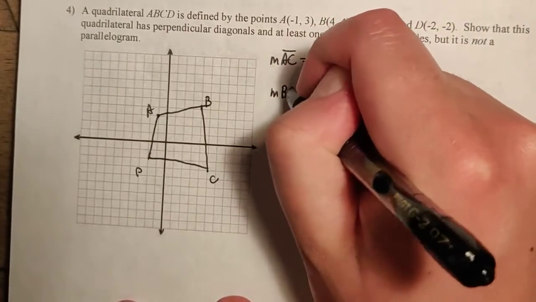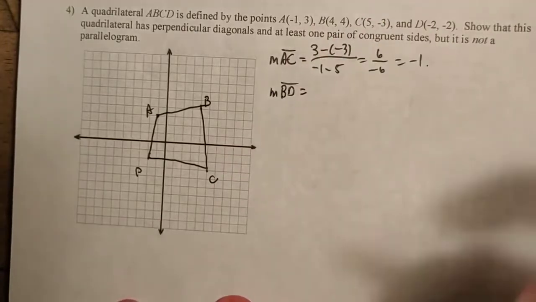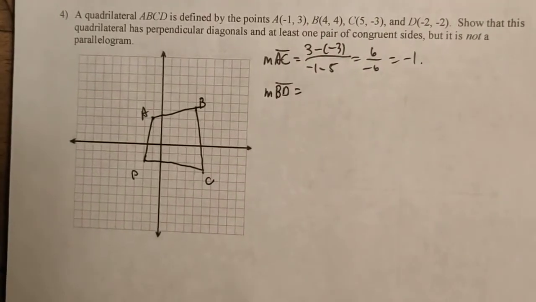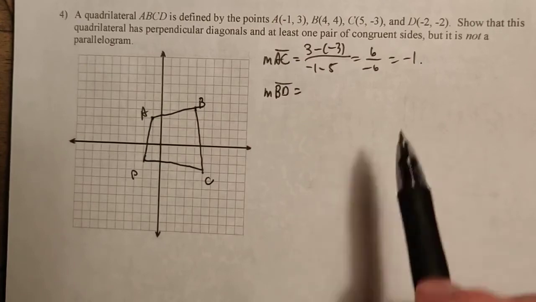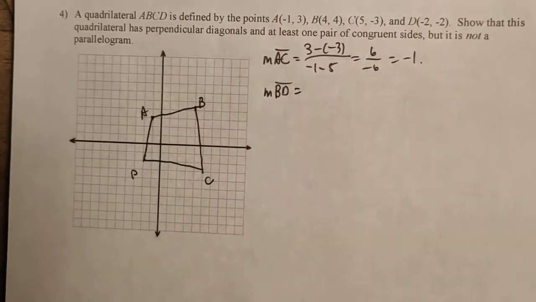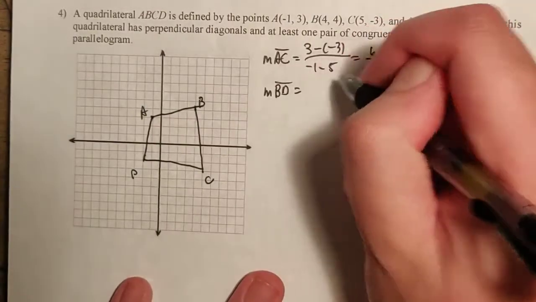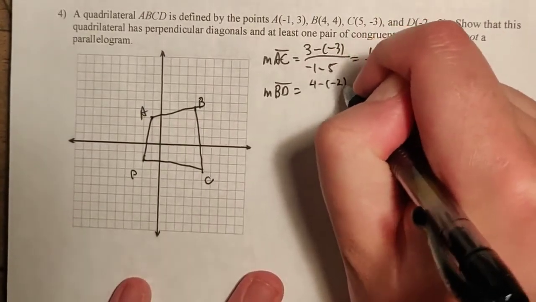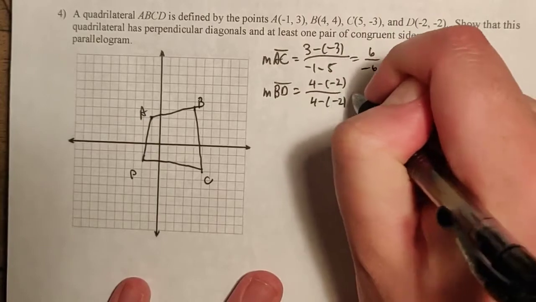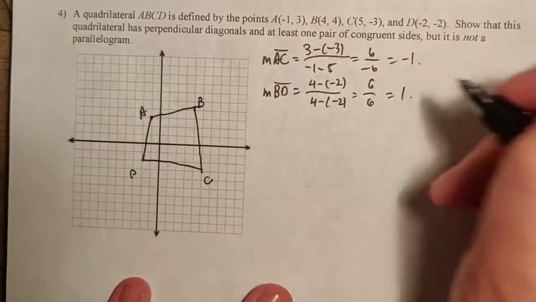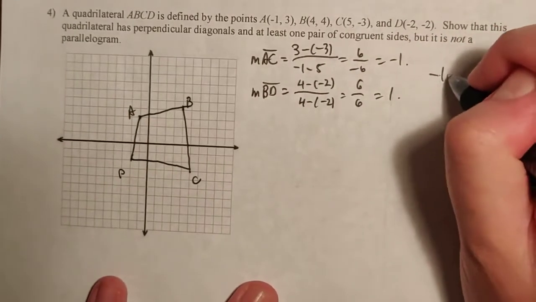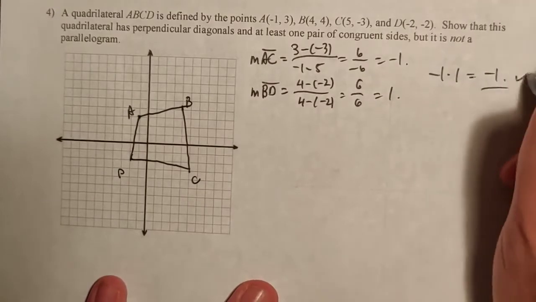And now we can find the slope of BD. So we're going to take this one step at a time. So remember, with each phase of the proof here, when you're writing this out, the numbers are going to do the heavy lifting for you, but you always want to also explain what your numbers are doing. That makes things a little easier for you. BD here is going to be 4 minus negative 2 over 4 minus negative 2, which is 6 over 6, which is 1. And now we know that negative 1 times 1 is just negative 1, which is what you wanted here.